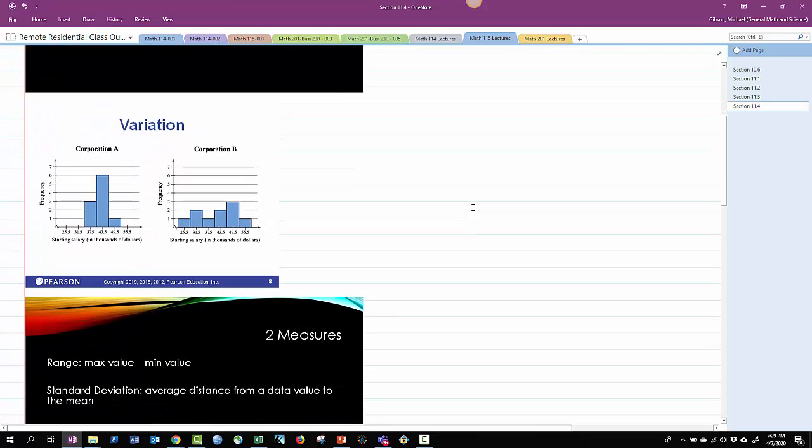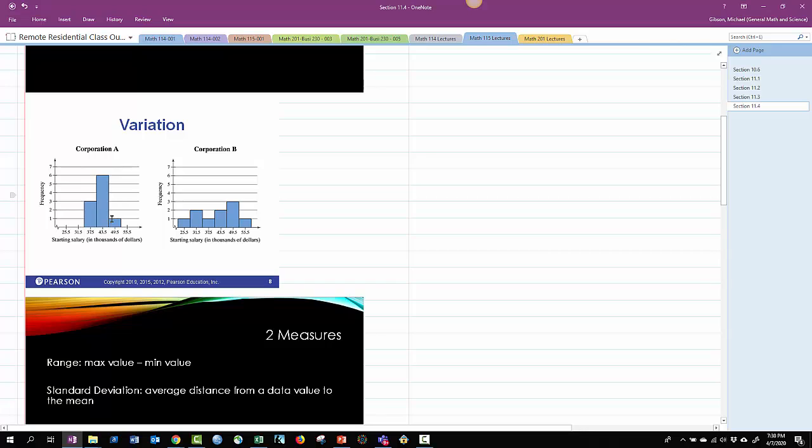Okay, so let's give you an example here. Look at this slide. We've got Company A and Company B. These two companies actually have the same average salary. But if you look, this is a histogram, so the frequency tells you, the higher the bar, the more common a salary is.